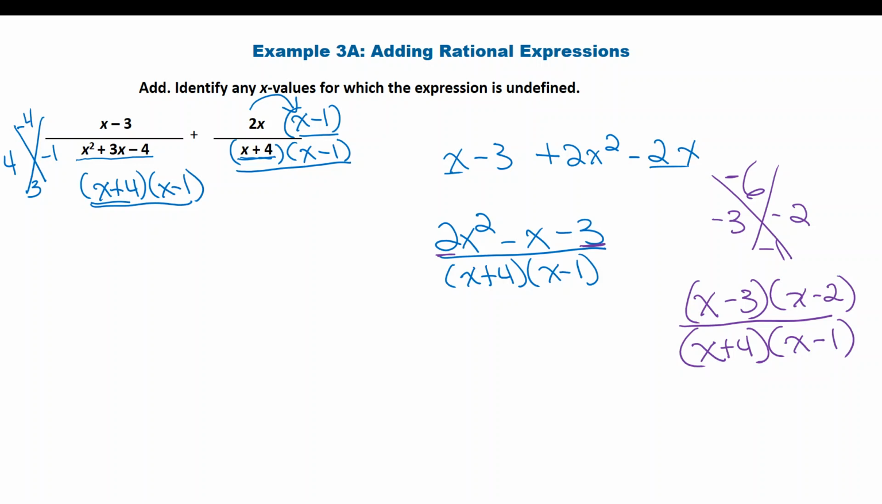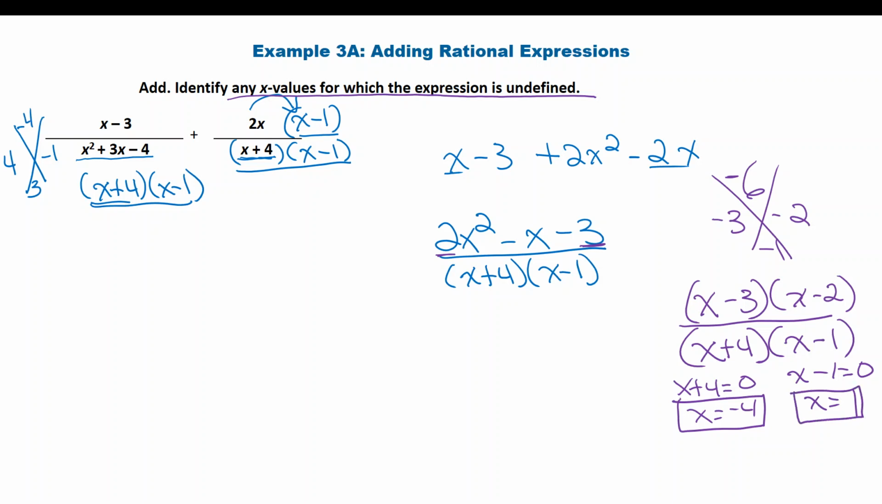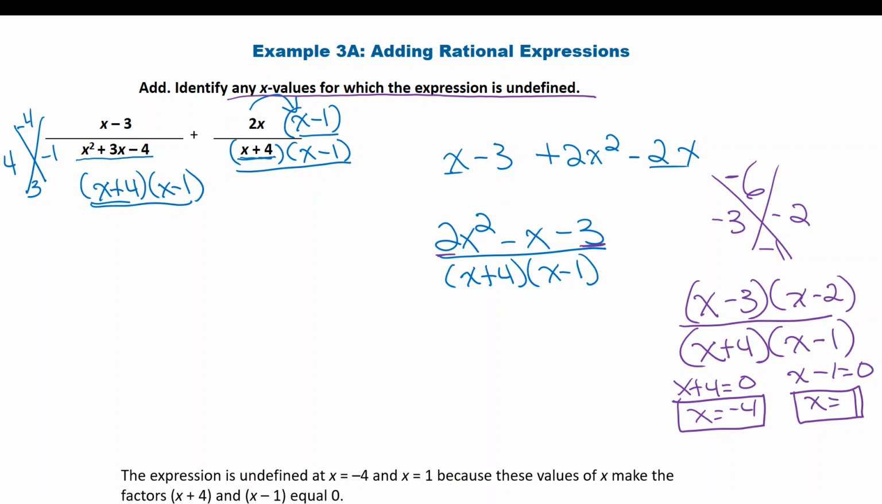Now don't forget the second part of the question says identify any x values for which the expression is undefined. So I'm going to need to say x plus 4 equals 0, so x equals negative 4, and x minus 1 equals 0, so x equals 1. So when x equals negative 4 or x equals 1, our expression is going to be undefined. All right, so the expression is undefined at x equals negative 4 and x equals 1 because these values of x make the factors x plus 4 and x minus 1 equal to 0.